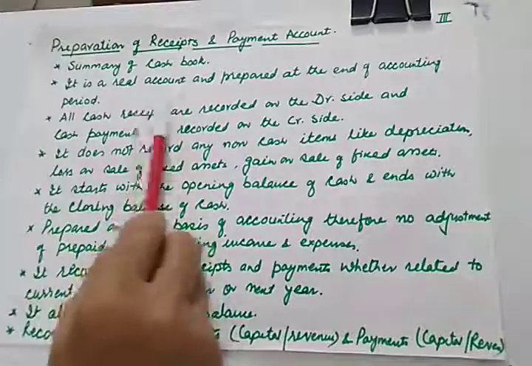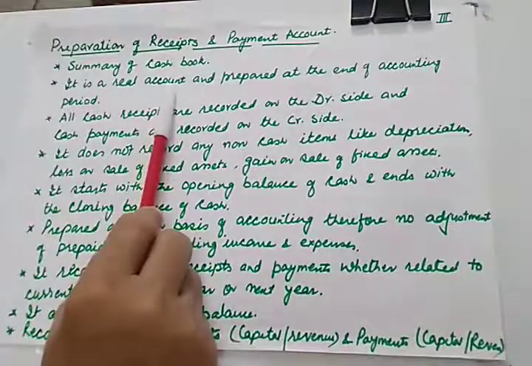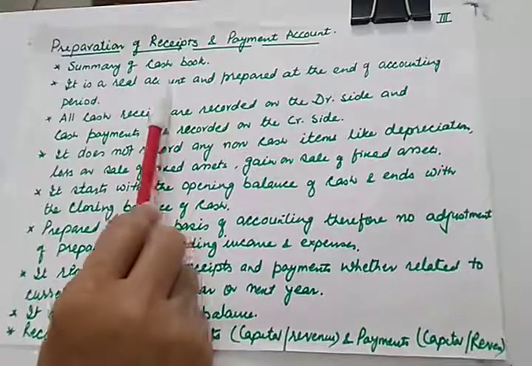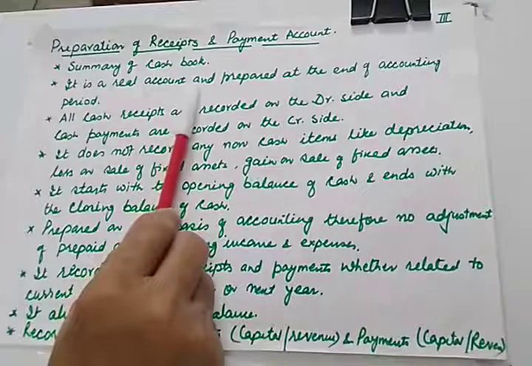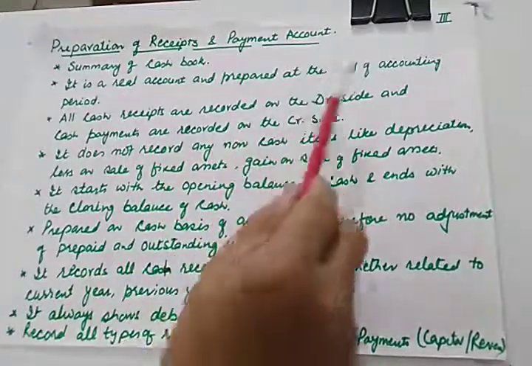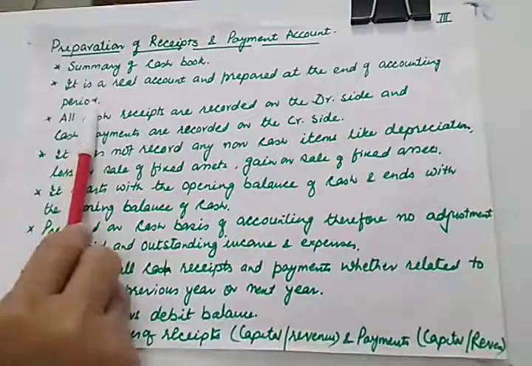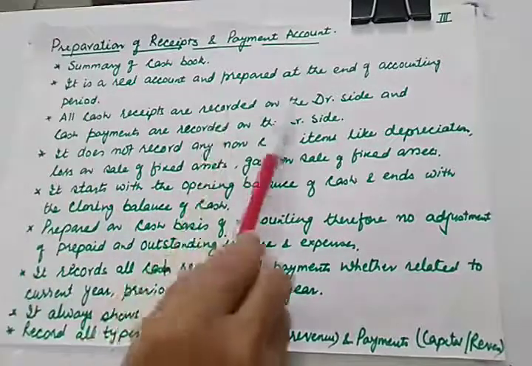It is a real account. So what are the features of a real account? On the debit side, it will record all receipts, and on the credit side, you will be recording all payments. So it is prepared at the end of the accounting period. All cash receipts are recorded on the debit side.